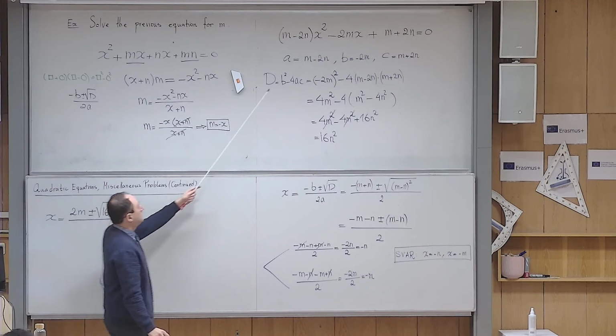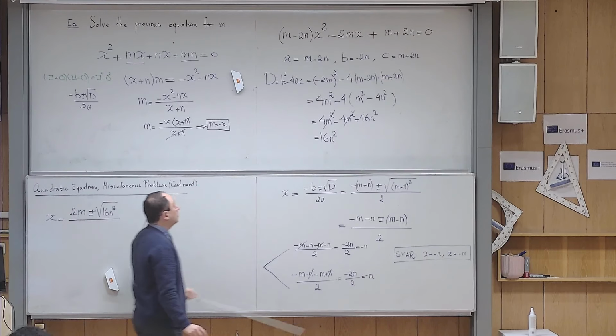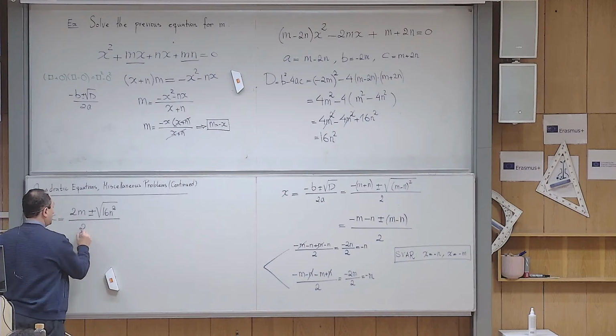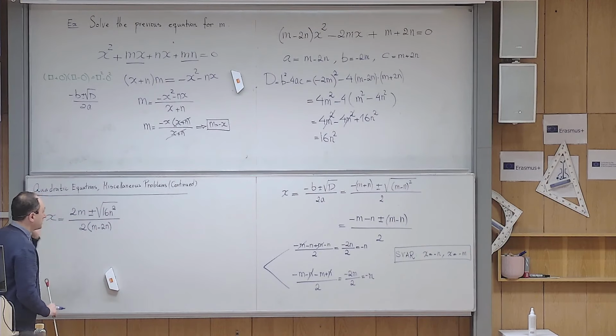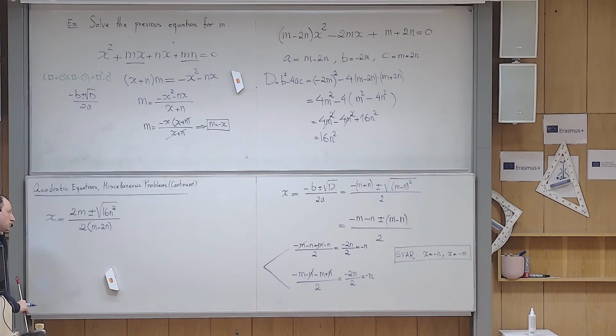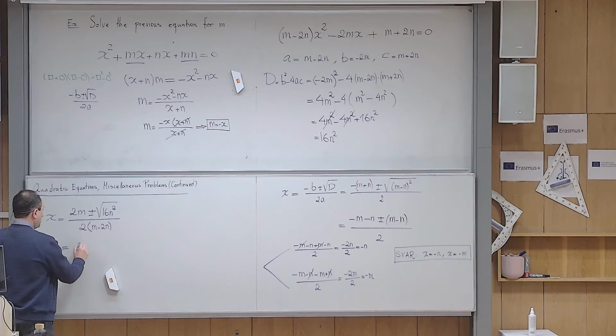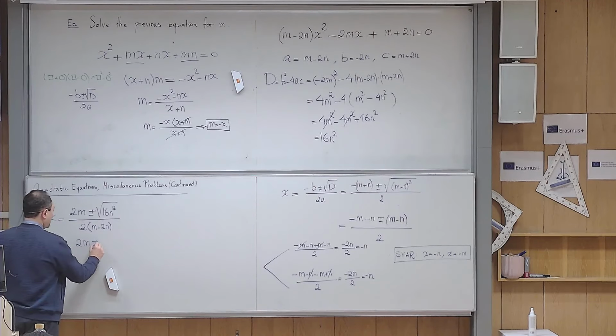What is your a? A is this guy. Don't multiply it in, just write it here. Why? Because we know that we have to simplify. To simplify, we have to factorize. It is already in factorized form. So why should I bother to multiply and then factorize again? So then I will continue. 2m is just 2m, plus or minus.